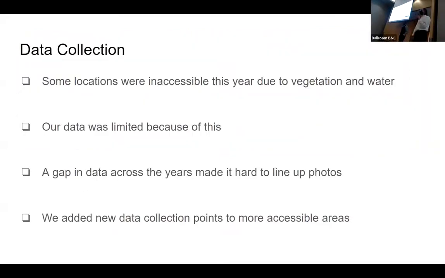Okay, so collecting this data didn't come without its challenges. Some of the previous points were inaccessible this year because of vegetation. There are lots of willow trees that blocked our path to the creek and blocked any photos that could be taken. Our data was kind of limited because of this. We weren't able to get the full scale, and it was hard to line up photos with previous years. But we did add new points for future experiments so they could reach more accessible areas. Next slide.